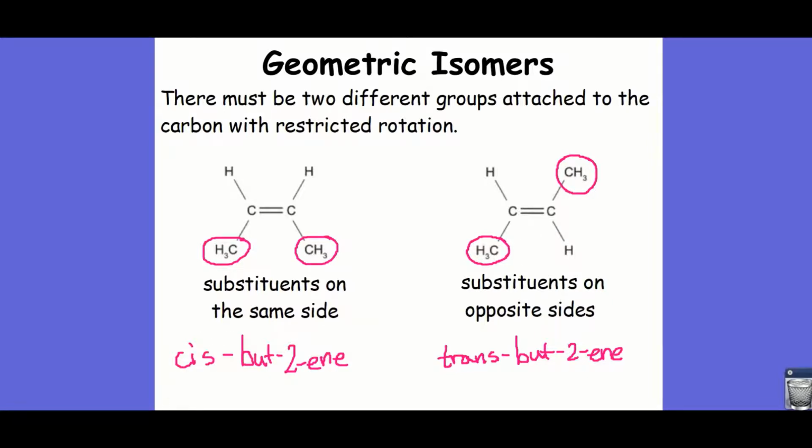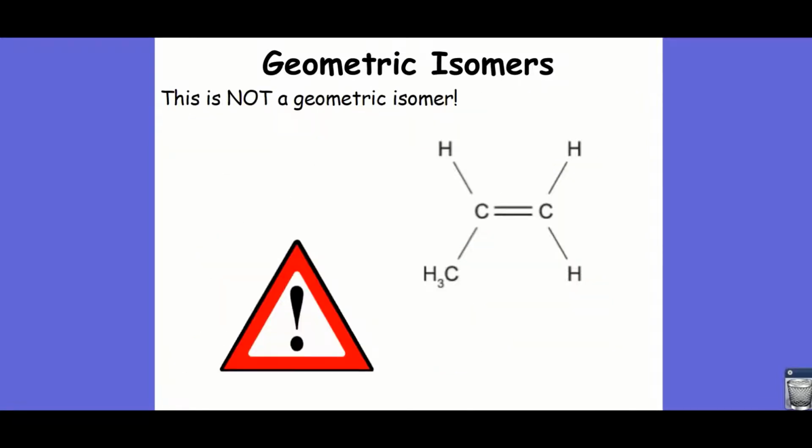And just a note to make you aware, this is propene. This is not a geometric isomer because on this carbon, the substituents are the same. And as soon as that is the case, it is not a geometric isomer. So please be careful of that.